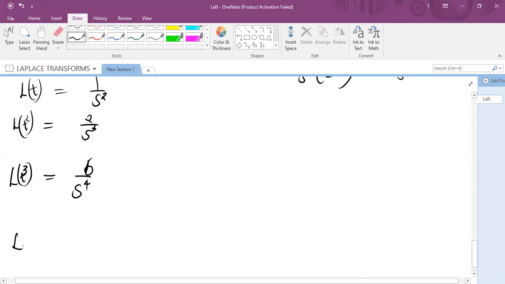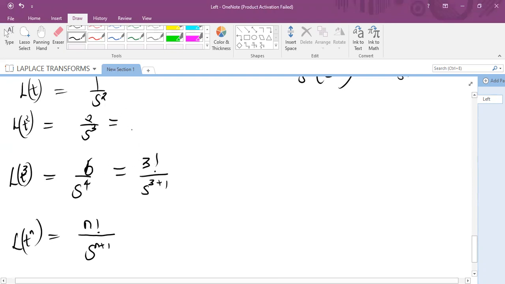Now, what will be the Laplace transform of t^n? As you can see, there's some repetitive formula there. The Laplace transform of t^n is given by n factorial over s^(n+1). Clearly, if we were to use this general formula to rewrite the Laplace transform of t cubed, let n be 3, then it will be 3 factorial over s^(3+1), and 3 factorial is 6. This gives us this.